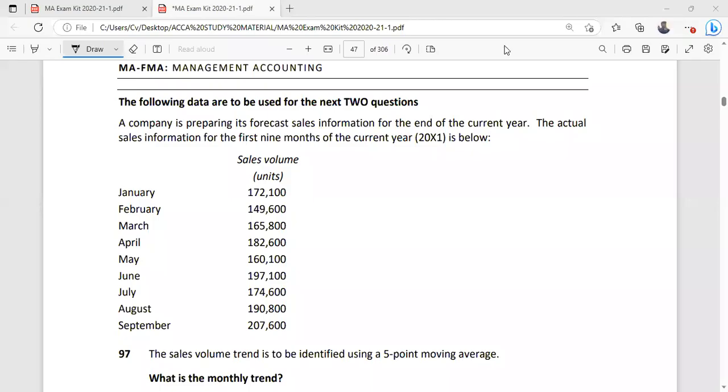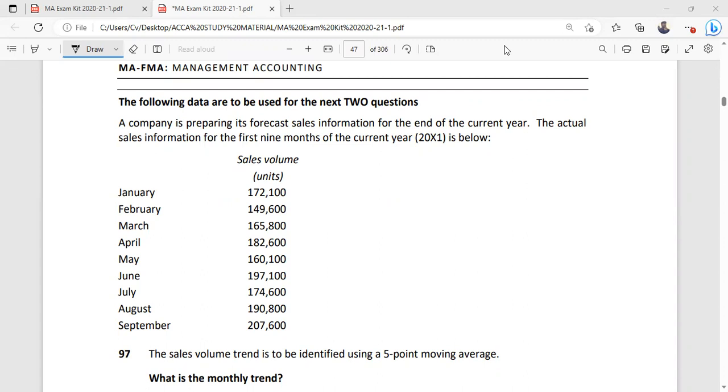Now we are moving towards the next questions, which are related with the trends and moving averages, seasonal variations. The following data are to be used for the next two questions. The company is preparing its forecast sales information for the end of the current year. The actual sales information for the first 9 months of the current year is below.